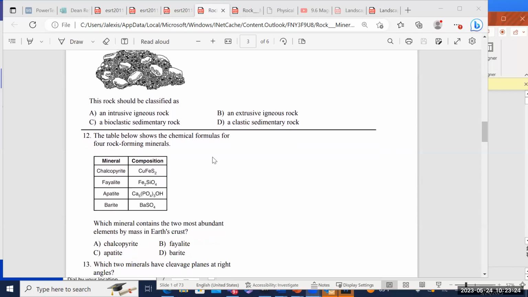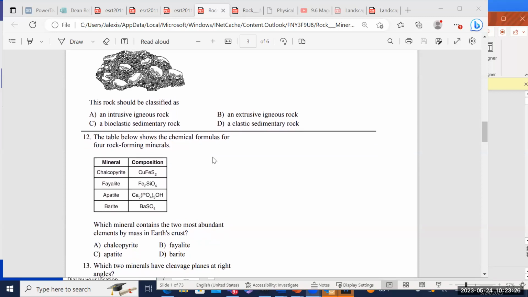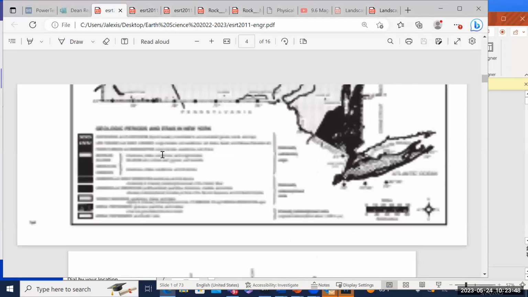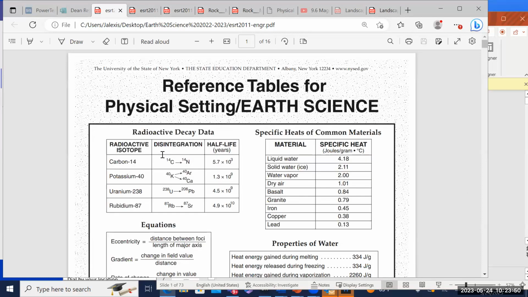Number 12 says, the table below shows the chemical formulas for 4 rock-forming minerals. Which mineral contains the 2 most abundant elements by mass in Earth's crust? Let's take a look at our reference tables, where we can find the 2 most abundant elements by mass in Earth's crust. What page am I looking at? I'm going to go to page 1.